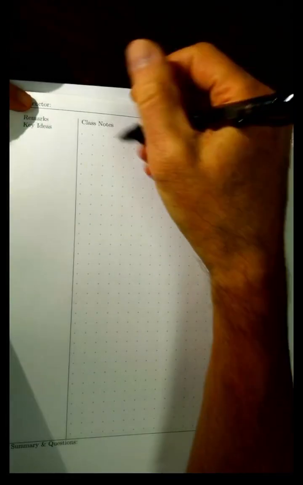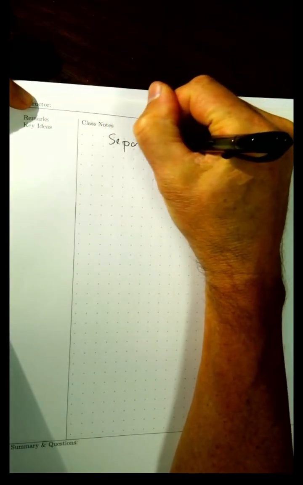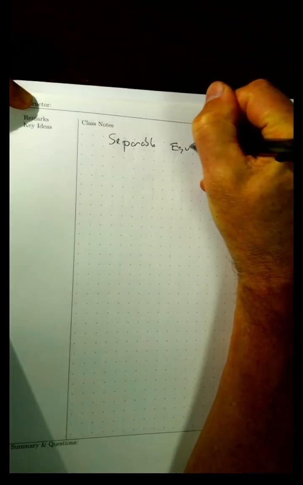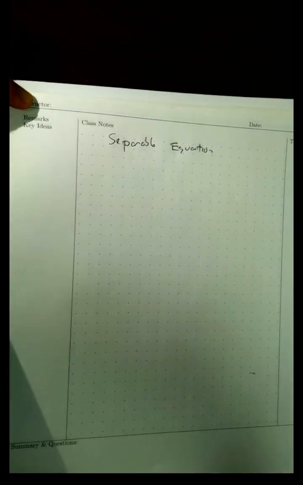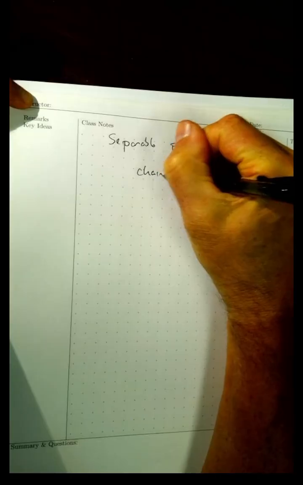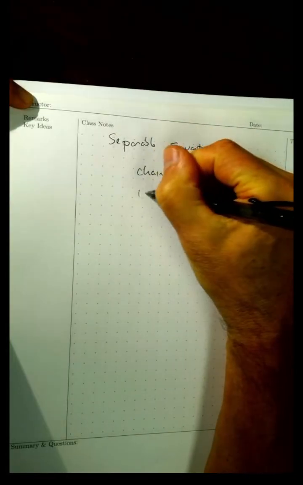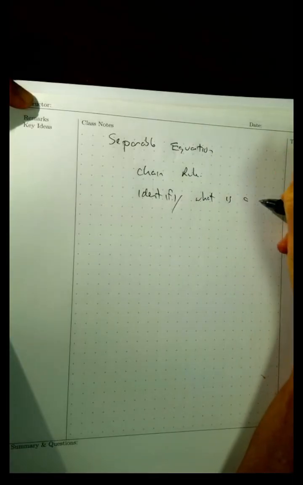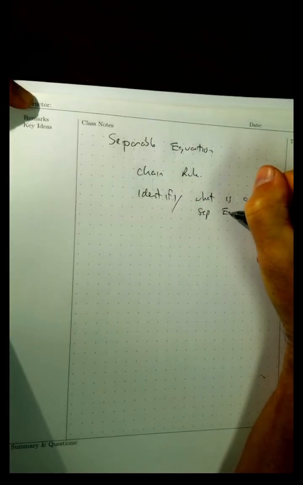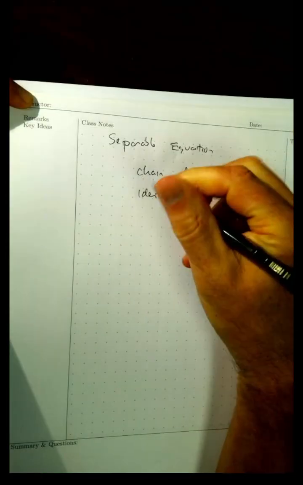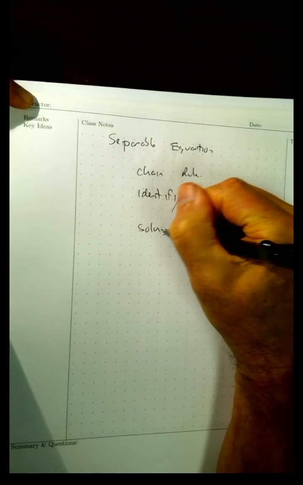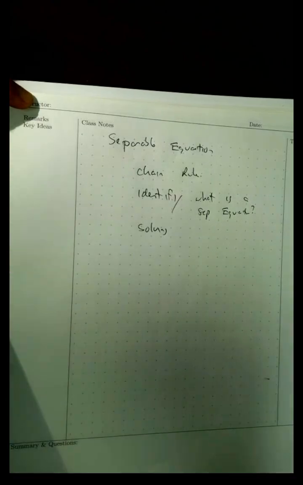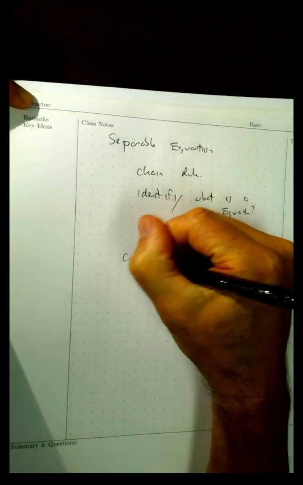All right, we're going to look at the solutions to a very particular kind of differential equation called a separable equation. And the first thing we're going to do is just get to the idea of the chain rule, then try to identify what is a separable equation, and then using this idea to solve. So the idea that we're going to first start off with is the chain rule.